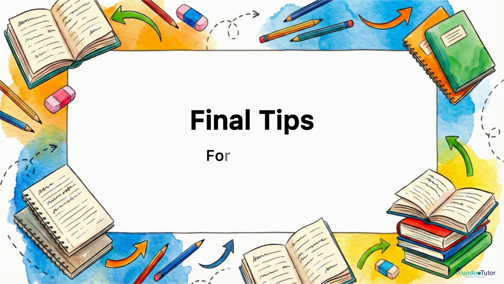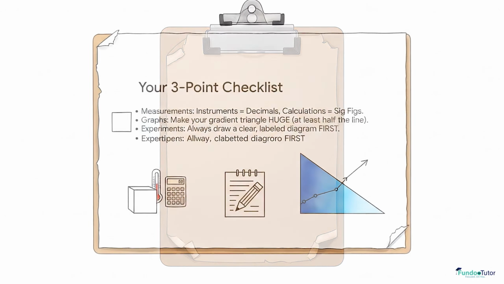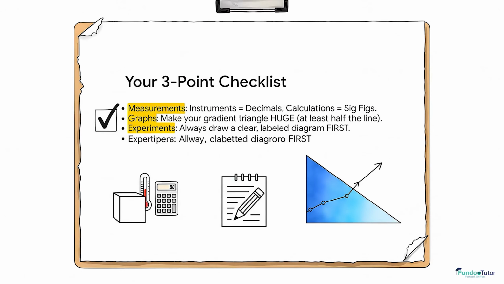Wow, we've covered a lot. So let's boil it all down to the most critical takeaways that you need to remember as you walk into that exam hall. Here is your final checklist. Number 1. For measurements, just remember instruments mean decimal places and calculators mean significant figures. 2. For graphs, make that gradient triangle absolutely massive. And 3. For that big 7-mark question, always, always, always draw the diagram before you write a single word of your method.